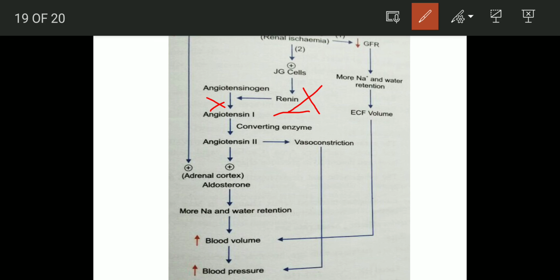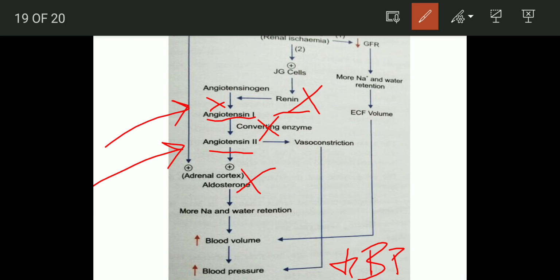Then from angiotensin 1 to angiotensin 2, there are many drugs which act here. These are the angiotensin converting enzyme inhibitors, the ACE inhibitors. Ramipril, captopril, lisinopril, we have so many drugs. Then there are many drugs which are the aldosterone inhibitors. This will cause inhibition of aldosterone. So whenever there is an increase in the blood pressure, suppose the patient is hypertensive, we can decrease his blood pressure by giving drugs which act via these pathways.